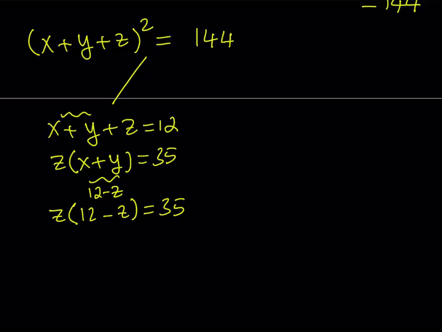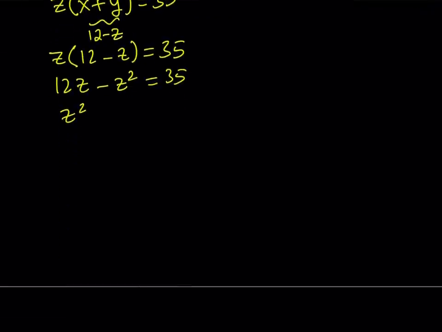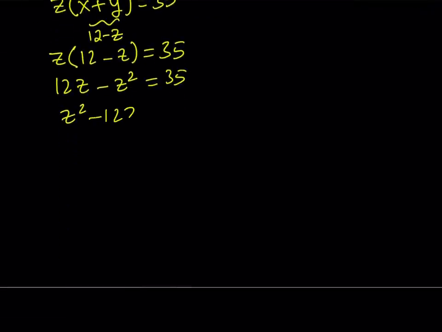Now, we are going to solve this equation for z. Let's go ahead and turn it into a quadratic equation. Put everything on the same side: z squared minus 12z plus 35 is equal to 0. And this can be factored as z minus 5, z minus 7. So from here we get z equals 5 and z equals 7.